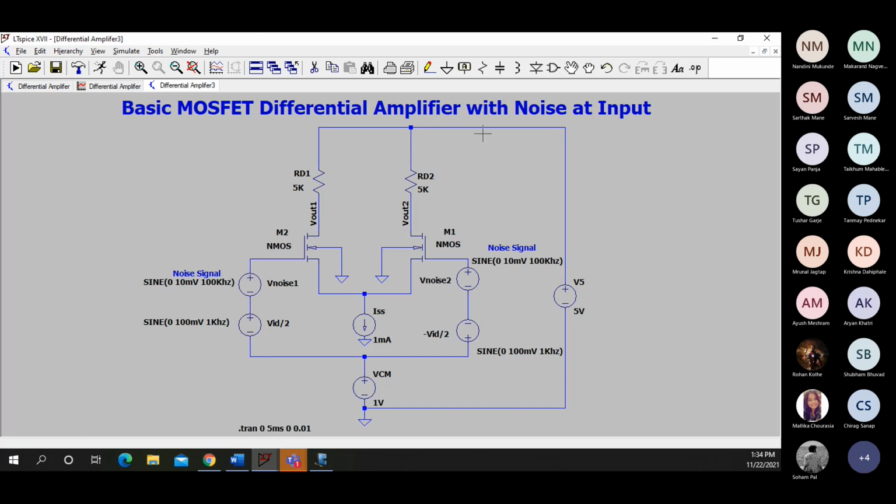So what is this condition? Very clearly, a basic MOSFET differential amplifier with noise at the input. I told you that noise will get cancelled if everything is symmetric. So let's see whether it's doing it or not. I'm trying to convince you that a differential amplifier will give the same gain even in the presence of a noise signal.